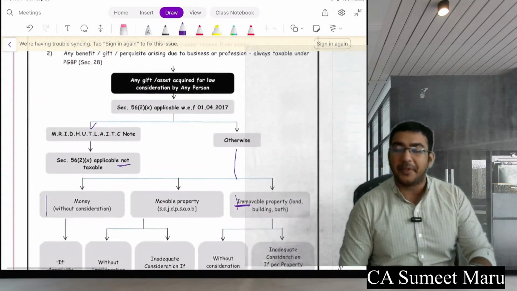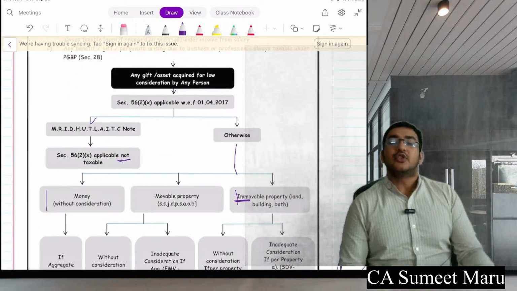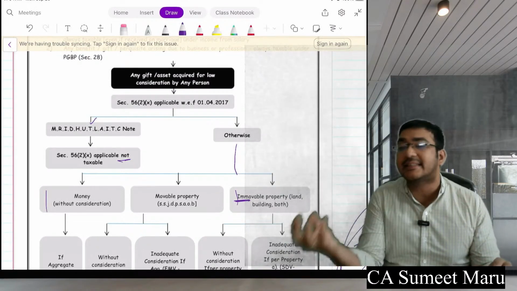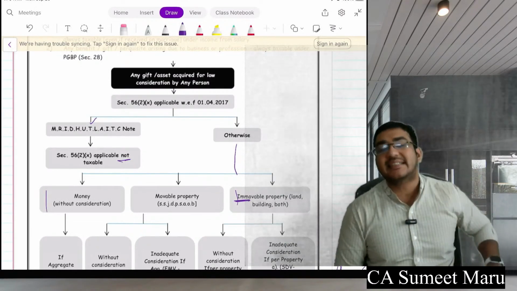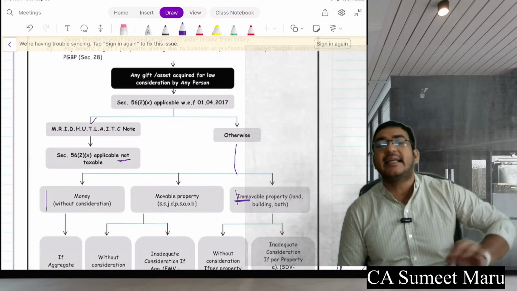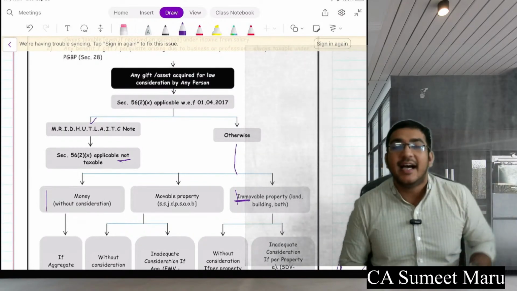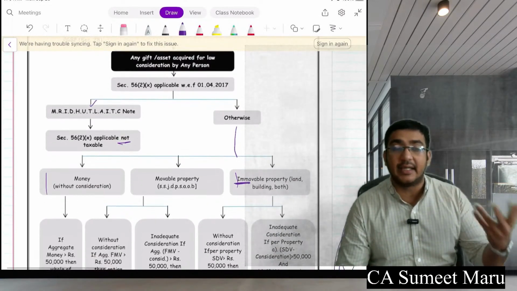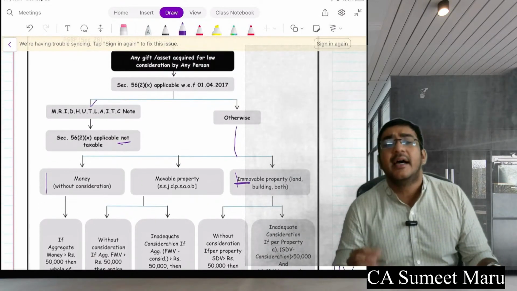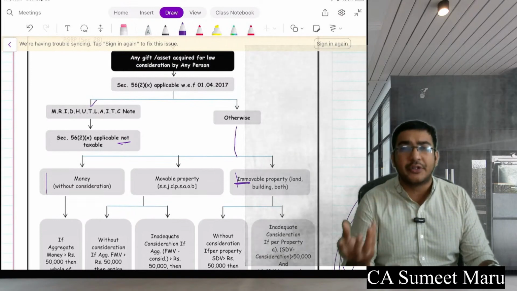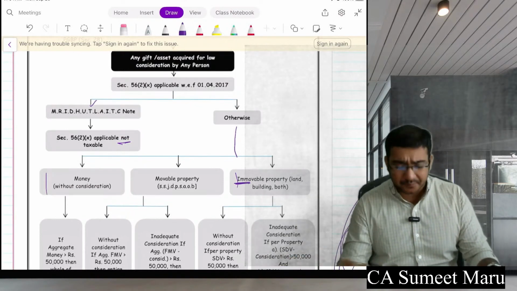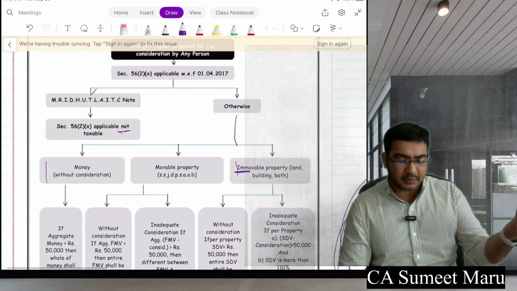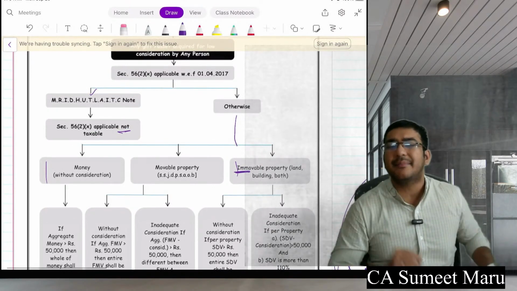The interesting thing comes into picture when gifts come into picture. In the case of gifts, first you will check the conditions. Which were these conditions? MRID HUT LA ITC: M for marriage, R for relative, I for inheritance, D for death, H for hospital, U for university, T for trust. These were the maximum of the cases.